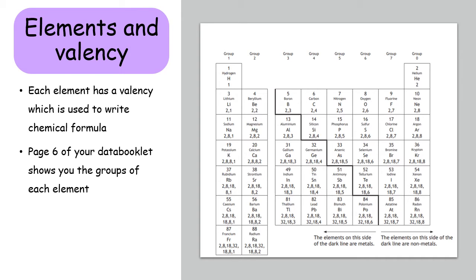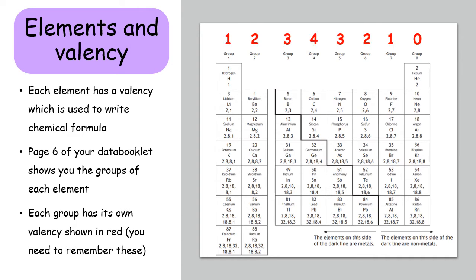So page 6 shows the different groups that you could be asked to either name a compound from or write a chemical formula from. So it's going to be groups 1 to 8 or groups 1 to 7, and group 8 is sometimes called group 0. The numbers that are going to show at the top of that picture on the right are the valencies. So group 1 has a valency of 1, group 2 has a valency of 2, group 3 a valency of 3, and group 4 a valency of 4.